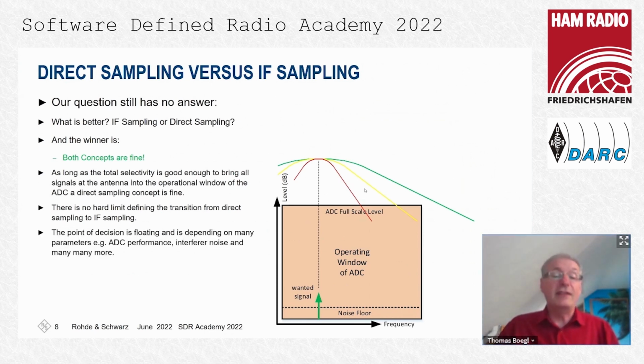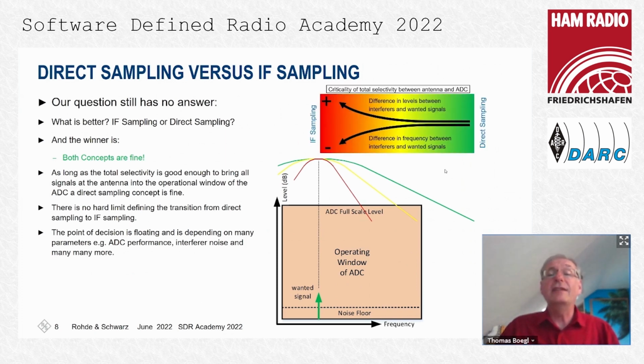It's a floating decision, just depending on the situation we have to face with interference in frequency offset and in levels. And this is represented by this graph and says just simple. We are starting with a direct sampling concept. And if the level of the interferer is increasing, and the difference in level between the wanted signals and the interference signals is increased, then we are heading to an IF sampling concept.